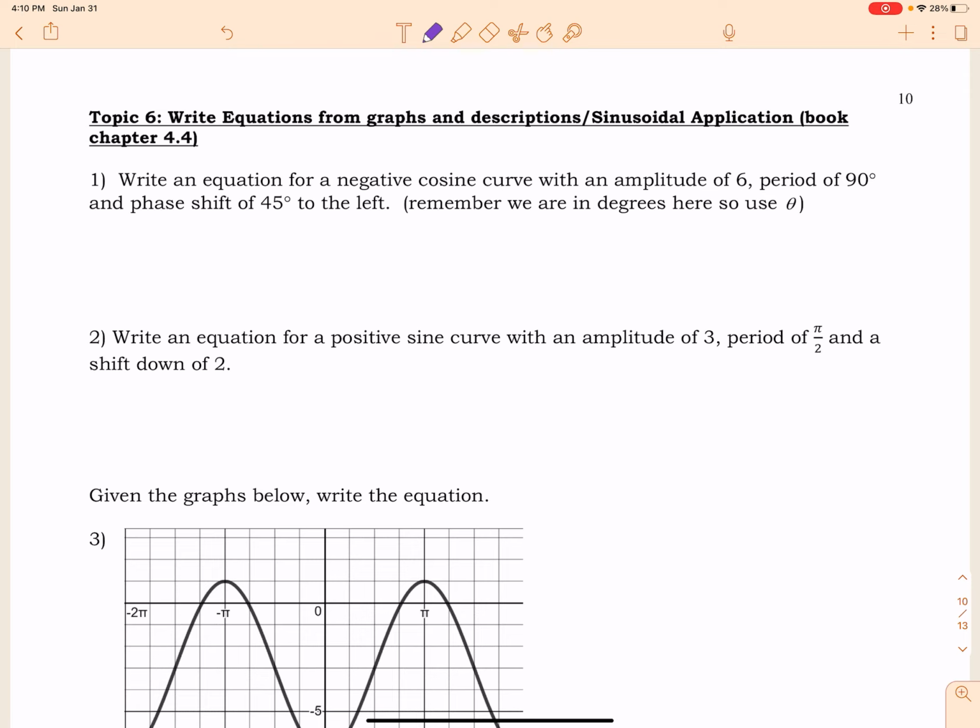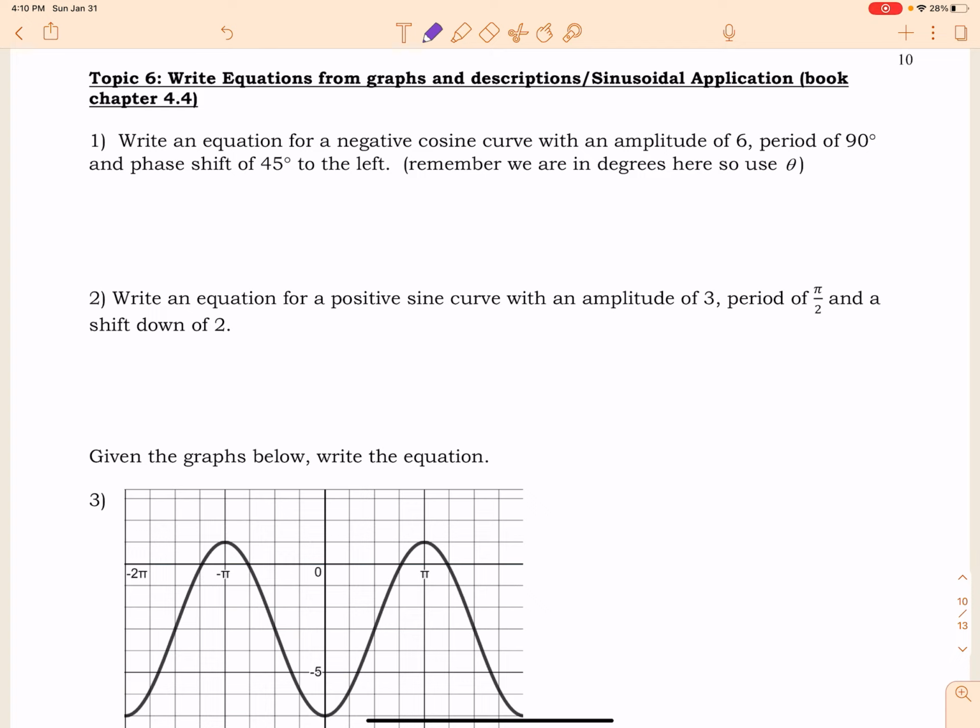Okay, pre-calculus. In this video we're going to talk about writing equations from graphs and descriptions for sine and cosine. So we're working backwards. We're going to write equations from descriptions and equations from graphs. This very first one: write an equation for a negative cosine curve, so it's negative, it's cosine, it has an amplitude of 6, a period of 90, and a phase shift 45 degrees to the left.